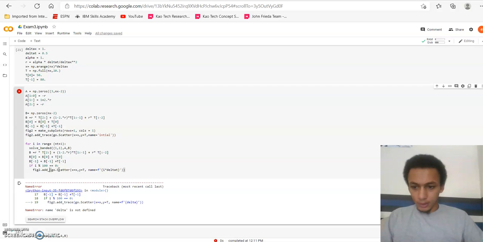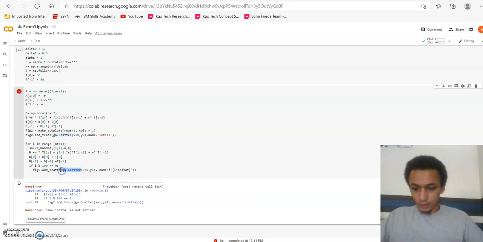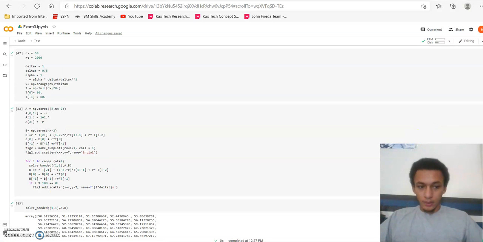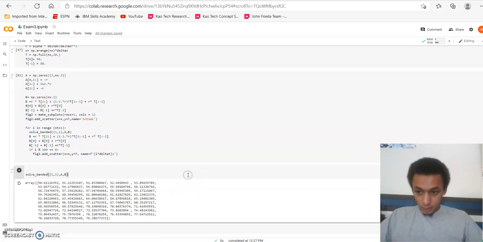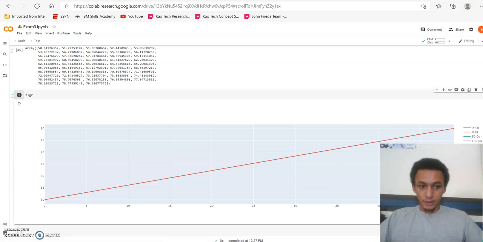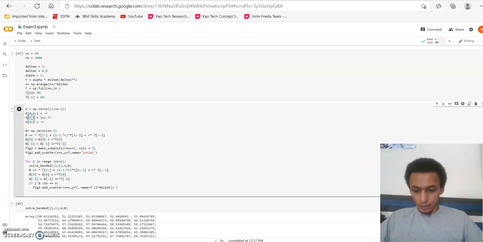I think it's this add scatter. So I might not even need the go scatter actually. Let's see. Shift enter. And that doesn't look right. So I believe this needs to be possibly something different.